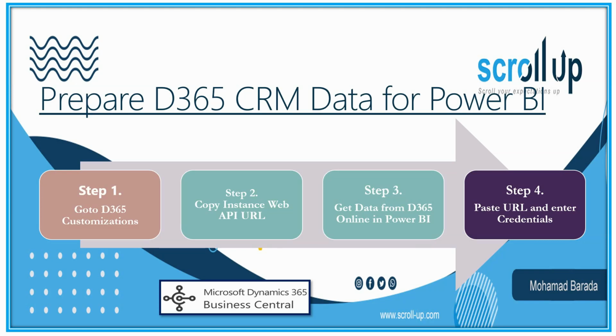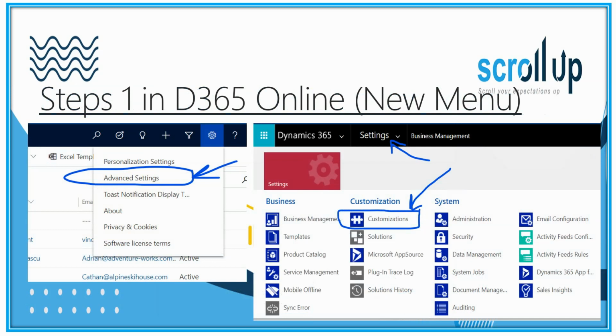There is something called Instance Web API. You just copy the URL. In Business Central you copy the OData URL; in CRM we copy something called Instance Web API. We bring the URL to Power BI, click Get Data and Dynamics 365 Online. I'm going to show you this step. This will allow you to connect.